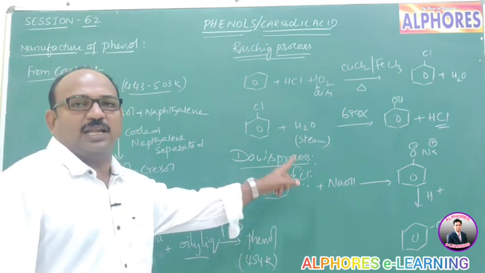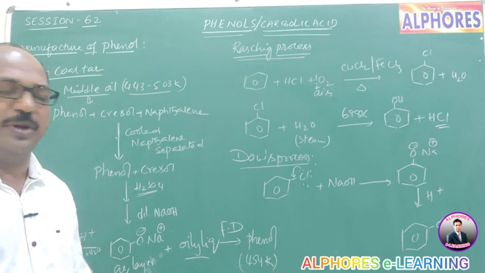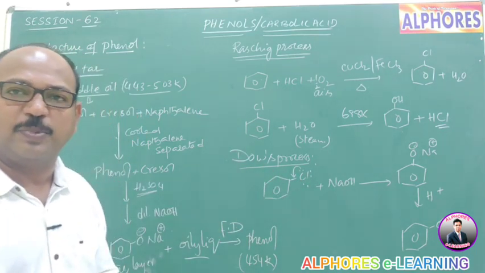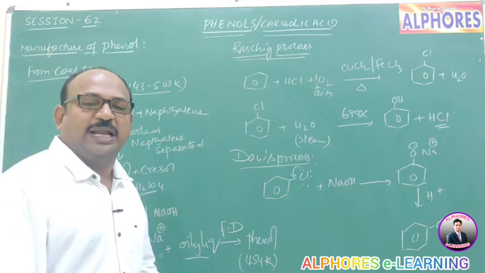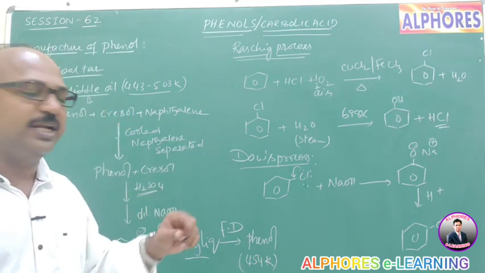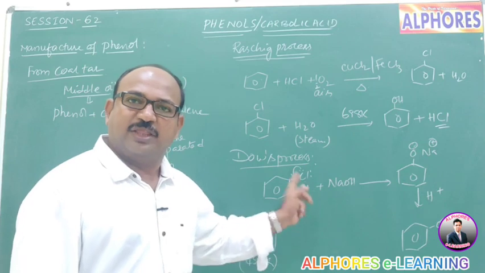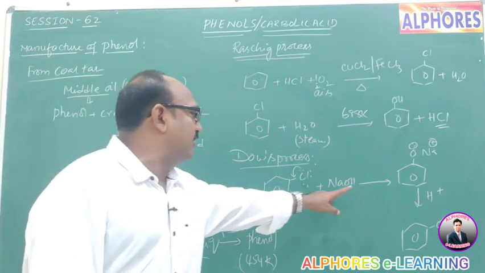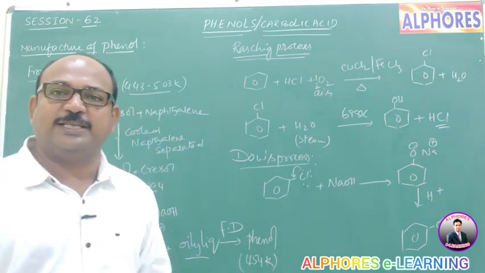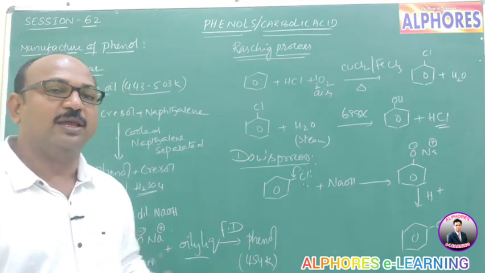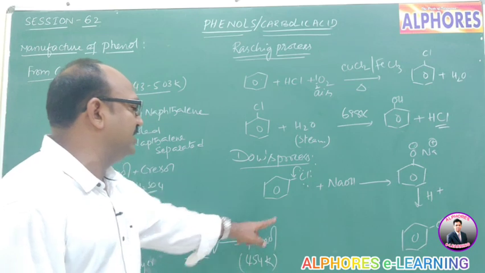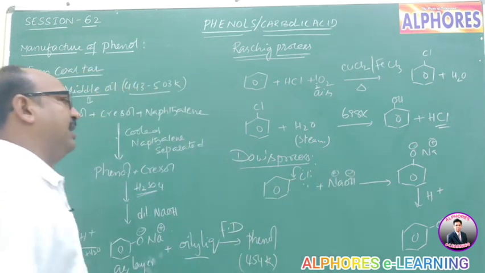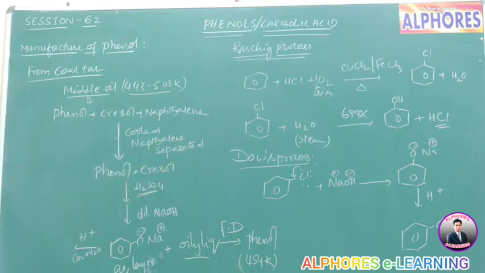In chlorobenzene, the chlorine and carbon adopt double bond character. Because of that, it is not easy to replace Cl with any strong nucleophile. Hence, we cannot say that nucleophilic substitution takes place easily. That means in chlorobenzene, OH minus cannot replace Cl minus very easily.